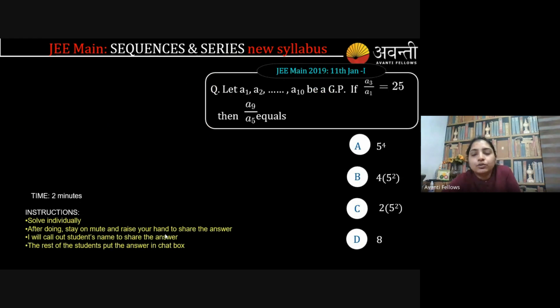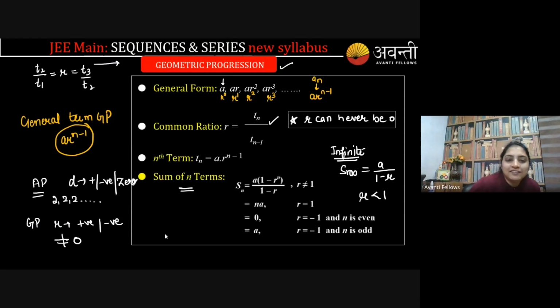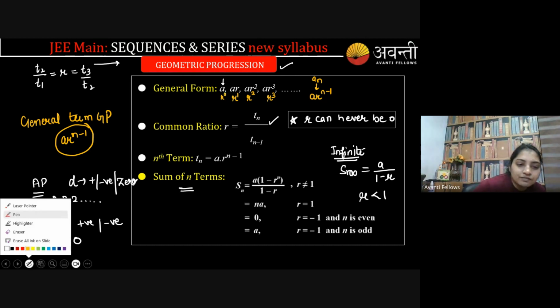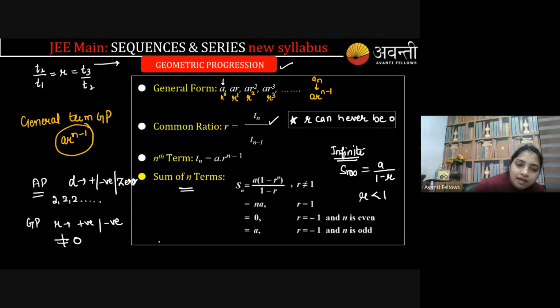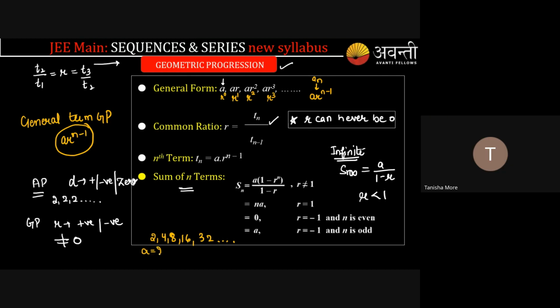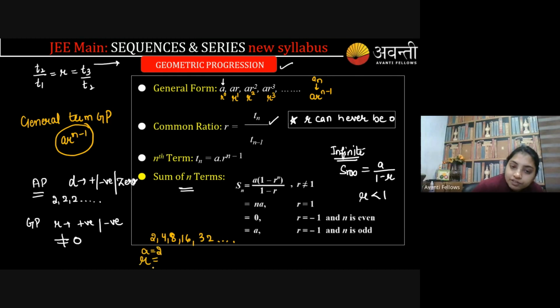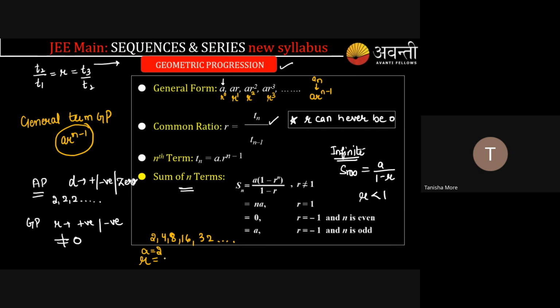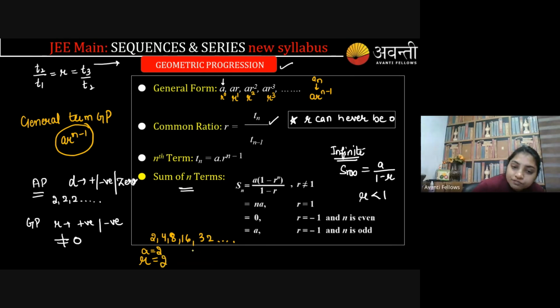Okay. So this will be the basic question. Let me take a basic example for everyone. Dear friends, let's say I have a GP 2, 4, 8, 16, 32, and so on. Can you tell me the first term in this GP? Two. Okay. Common ratio? Two. Okay. Can you tell me its 15th term?